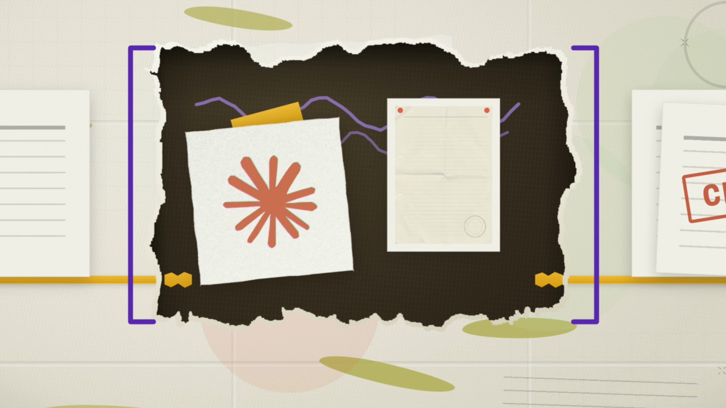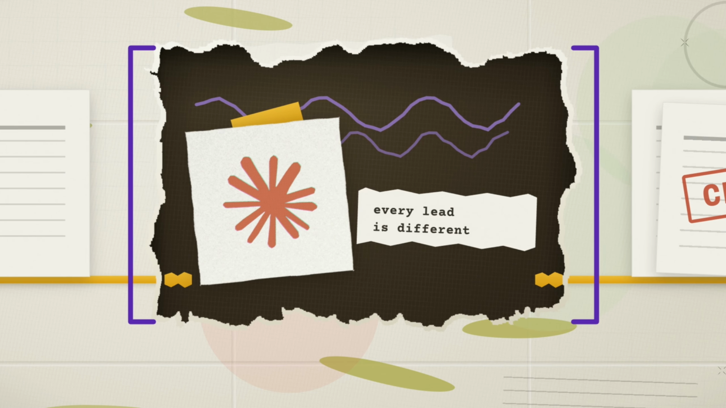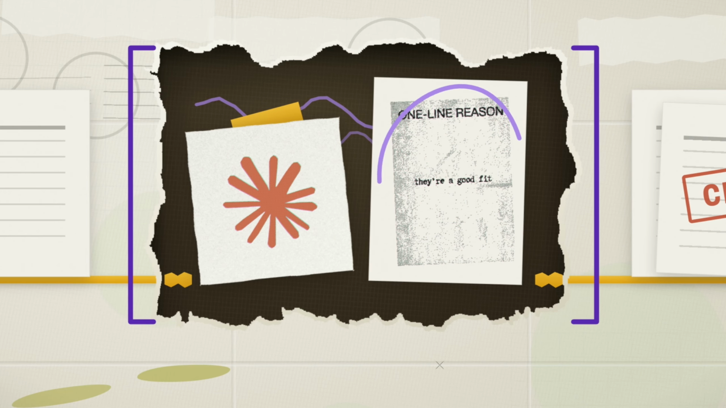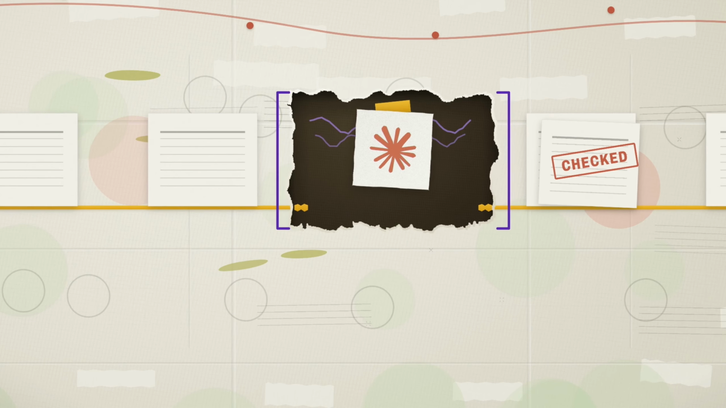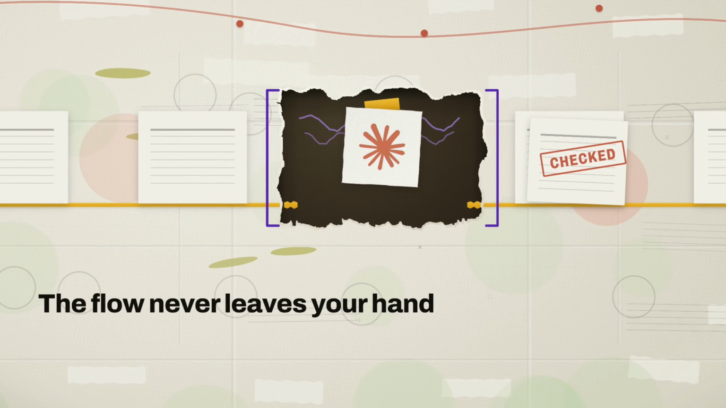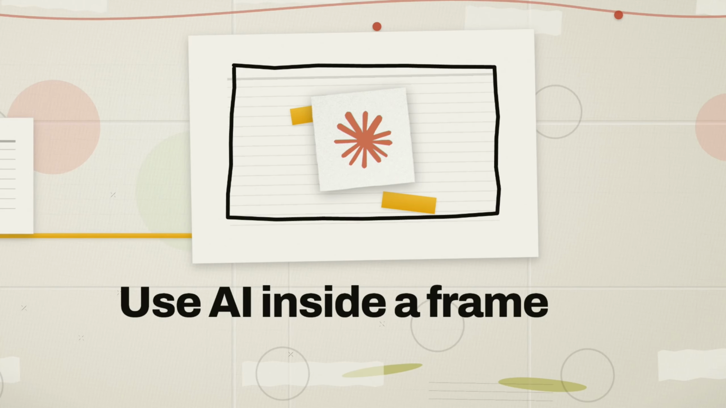You cannot write steps for that, since every lead is different, but you know exactly what a good lead looks like. Yet the flow never leaves your hand, because you decided where it is allowed to think. This is an example of where you should use AI inside a frame that you built yourself.